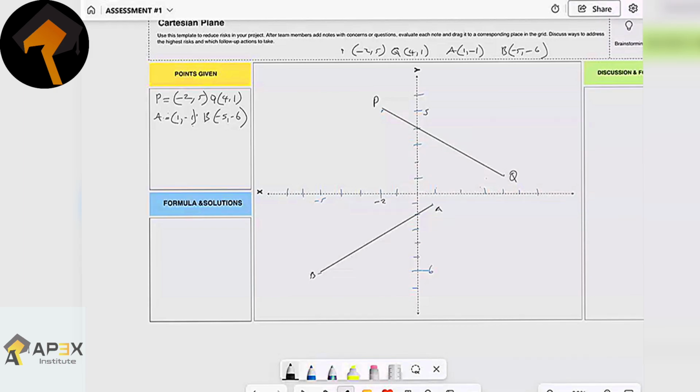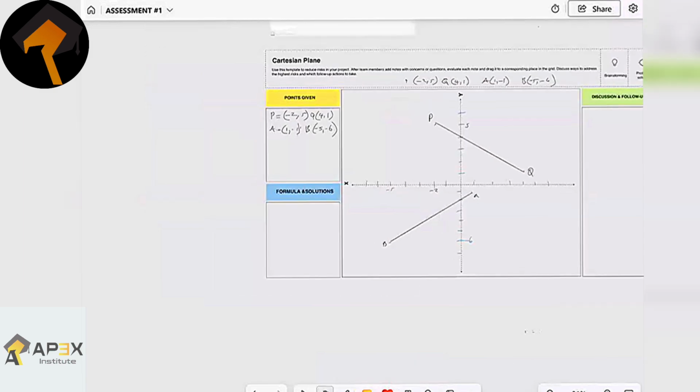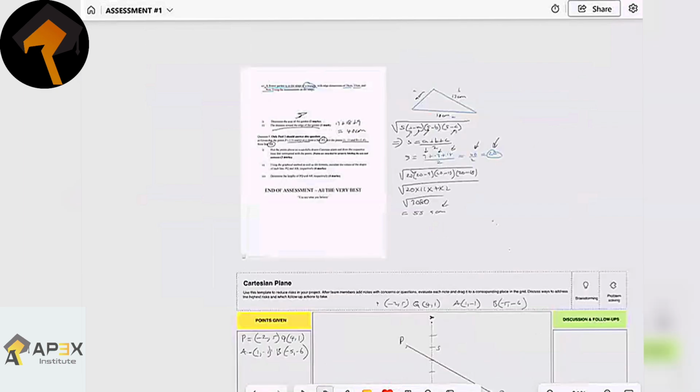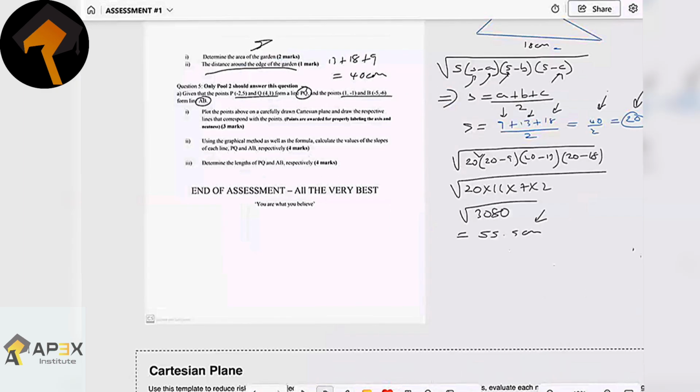So for neatness, I give you 3 marks to plot the points. Points are labeled, so you would have been neat. Lovely. So now, next question. Let's go back up here. Plot the points, which we did, carefully on a carefully drawn Cartesian plane. Draw the respective lines to correspond with the points. Marks are awarded for properly labeling the axes and neatness, 3 marks just to do that.